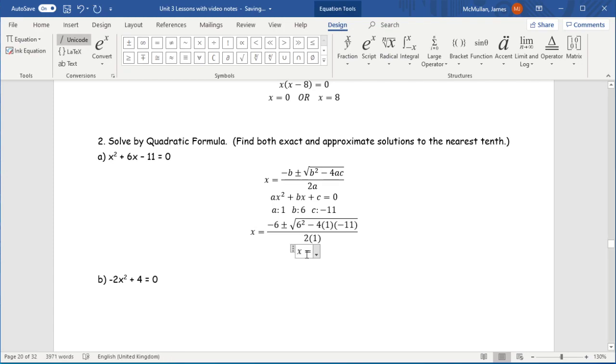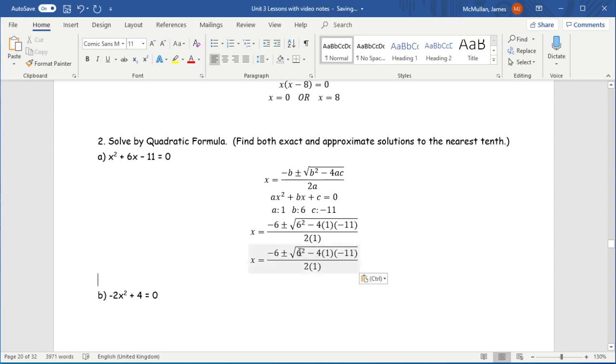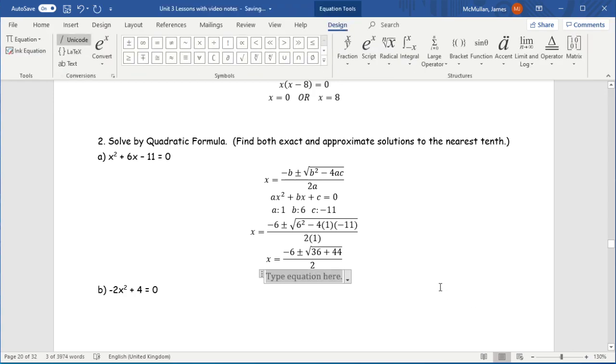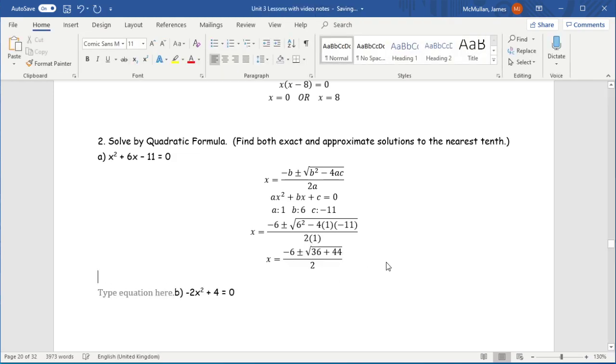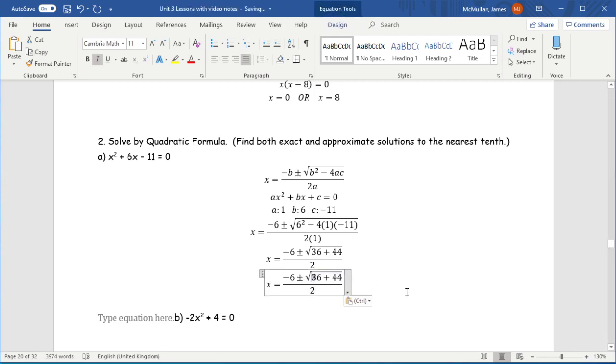So I get x equals negative 6. Let's just copy this again so it'll be a bit faster. Inside the bracket here, 6 squared is 36. Negative 4 times 1 is negative 4, times negative 11 is positive 44. And on the bottom, I just get 2, because 2 times 1 is 2. Then I look at this one more time, and x is equal to negative 6 plus or minus root 80, divided by 2.